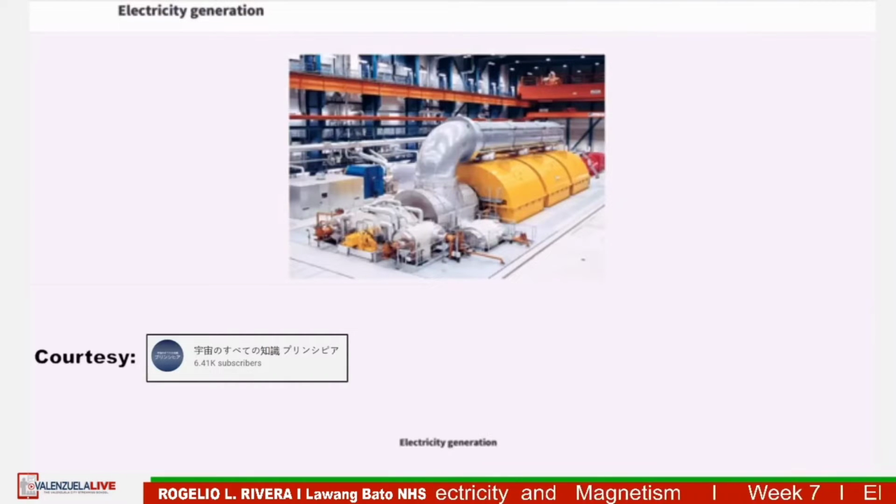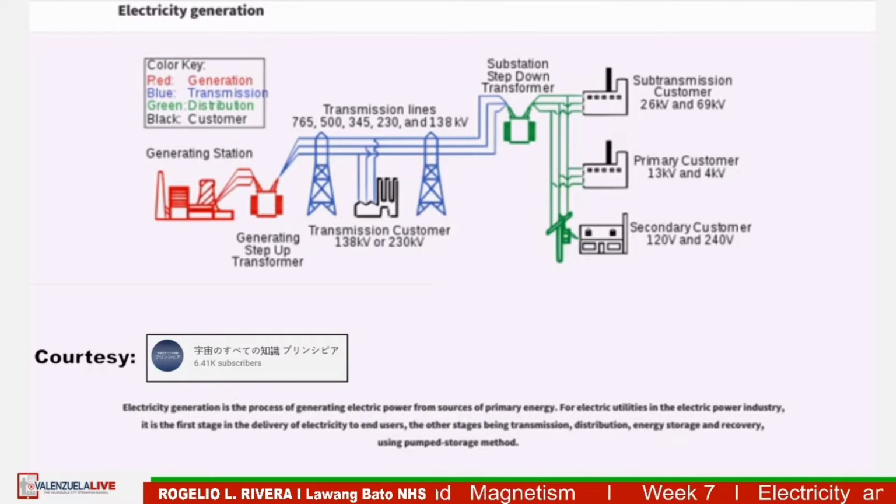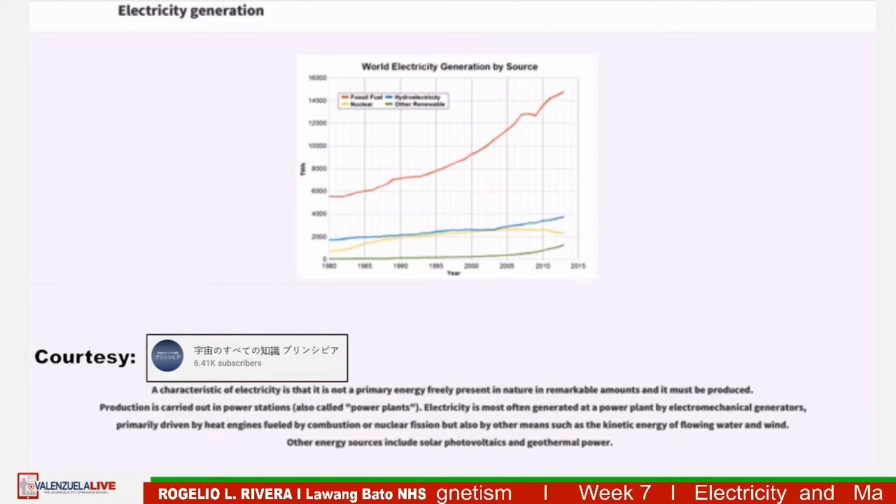Electricity generation. Electricity generation is the process of generating electric power from sources of primary energy. For electric utilities in the electric power industry, it is the first stage in the delivery of electricity to end users, the other stages being transmission, distribution, energy storage and recovery, using pumped storage method. A characteristic of electricity is that it is not a primary energy freely present in nature in remarkable amounts, and it must be produced. Production is carried out in power stations, also called power plants.